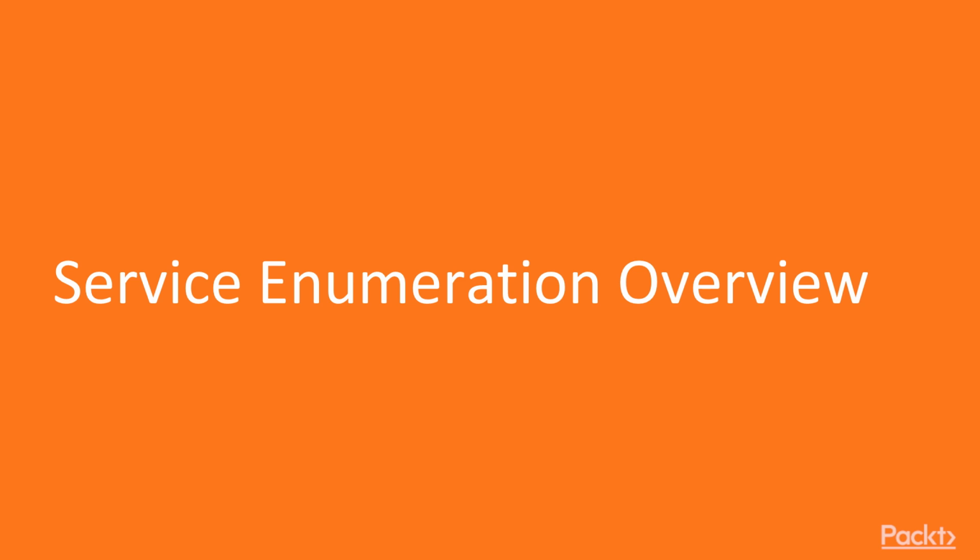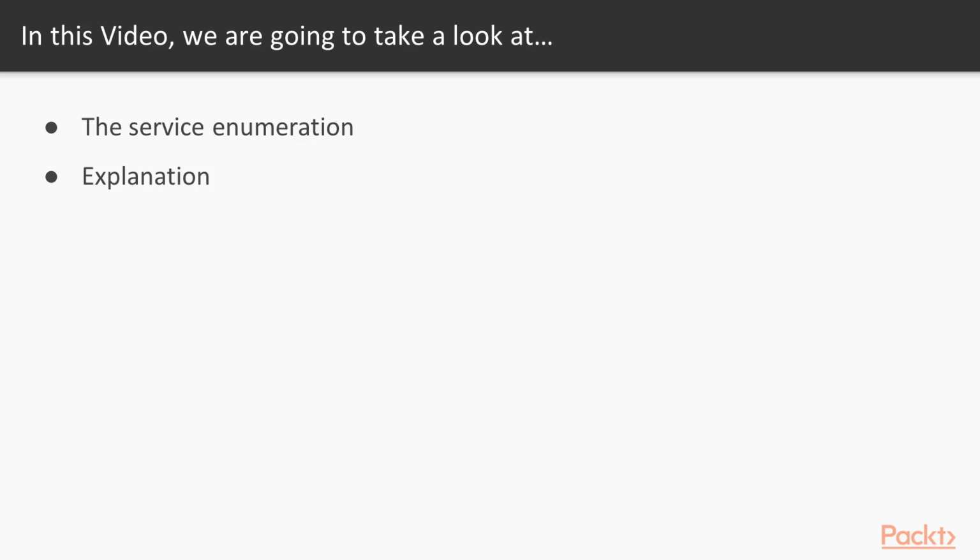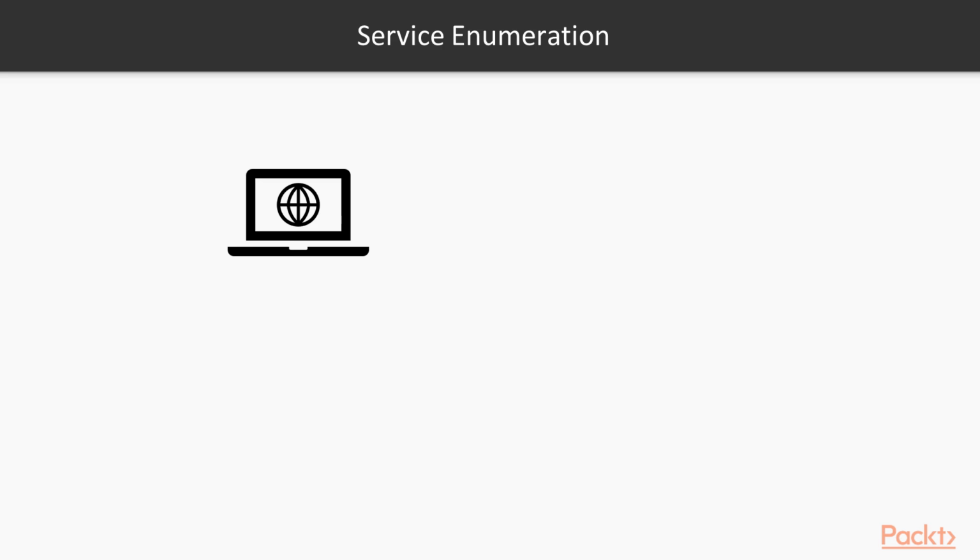Service enumeration overview. Now in this video we are going to take a look at a couple of points. We are going to learn about what is service enumeration, and I'm going to give you some examples here. So if I talk about service enumeration and if I take a website, what we can find in a website? We can find front-end and back-end technologies, right?